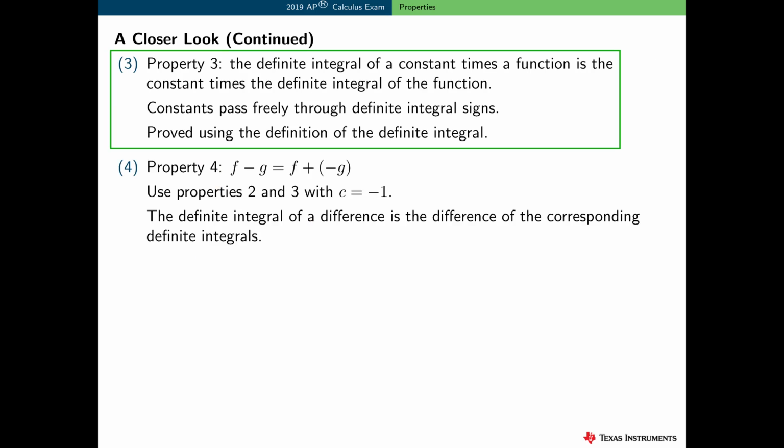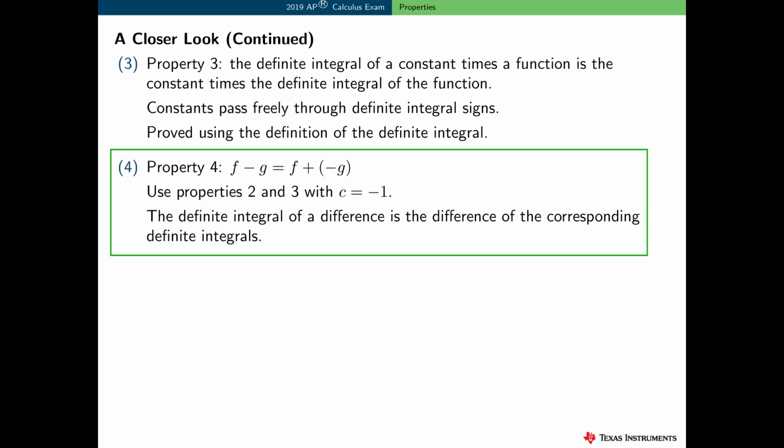Property 3 says that the definite integral of a constant times a function is the constant times the definite integral of the function. My favorite way to think about this is that constants pass freely through definite integral signs. And this property can be proved using the definition of the definite integral and properties of sums. Property 4 is proved by writing f minus g as f plus a minus g. And then we can use properties 2 and 3 with c equal to minus 1. In words, the definite integral of a difference is the difference of the corresponding definite integrals.